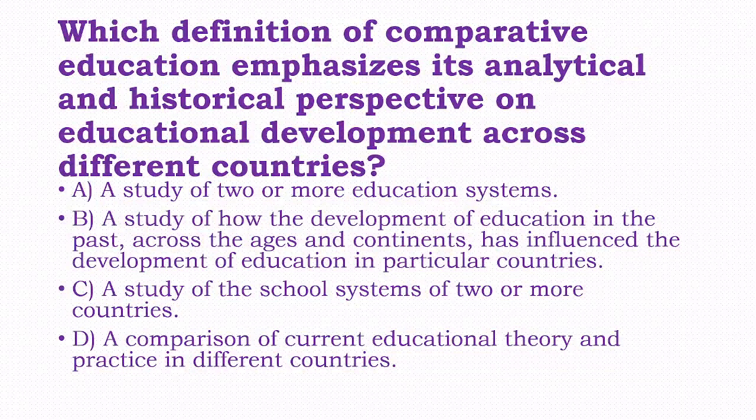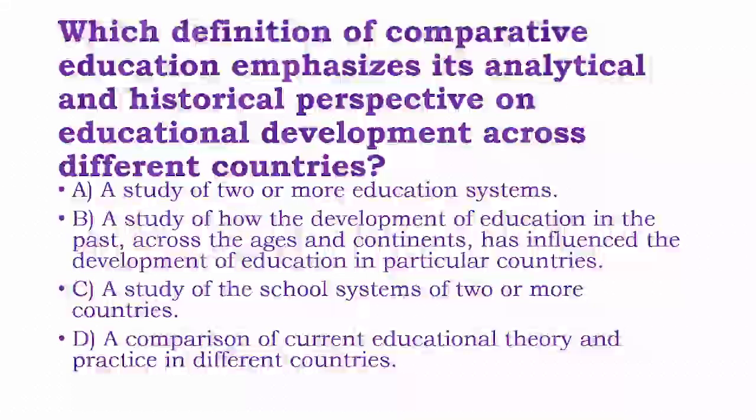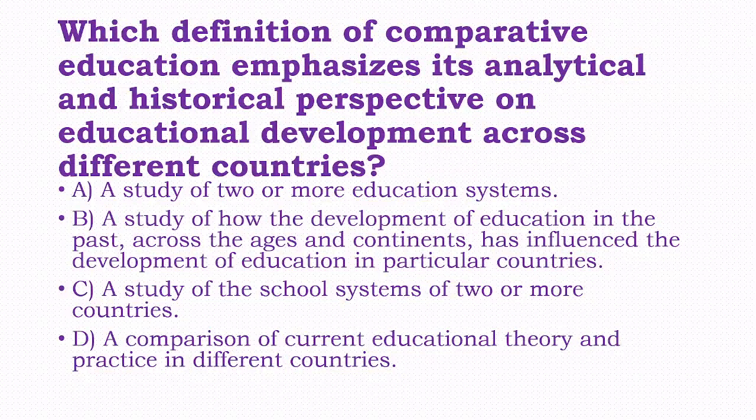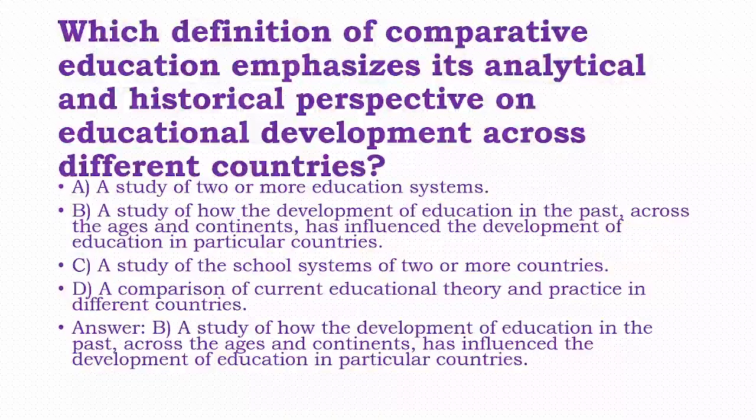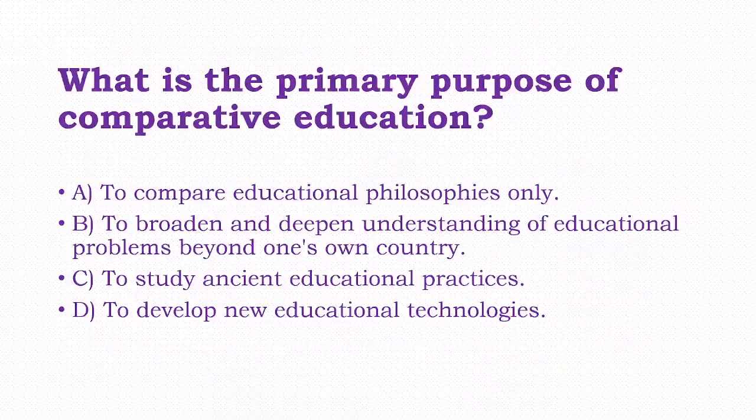Which definition of comparative education emphasizes its analytical and historical perspective on educational development across different countries? Option A, a study of two or more education systems; B, a study of how development of education in the past across the ages and continents has influenced the development of education in particular countries; C, a study of the school system of two or more countries; D, a comparison of current educational theory and practices in different countries. Answer of this question is option B, that is a study of how the development of education in the past across the ages and continents has influenced the development of education in particular countries.